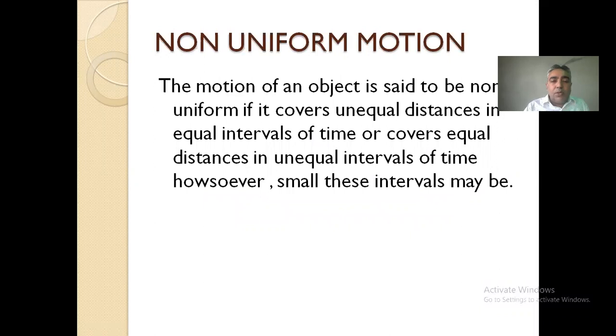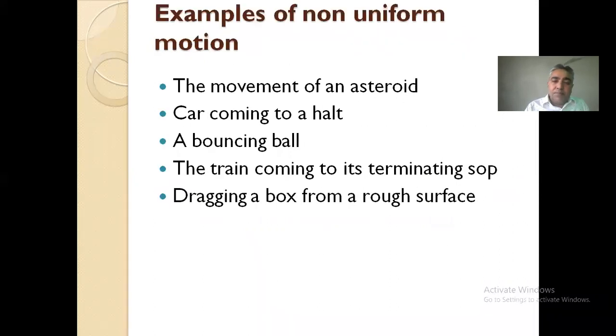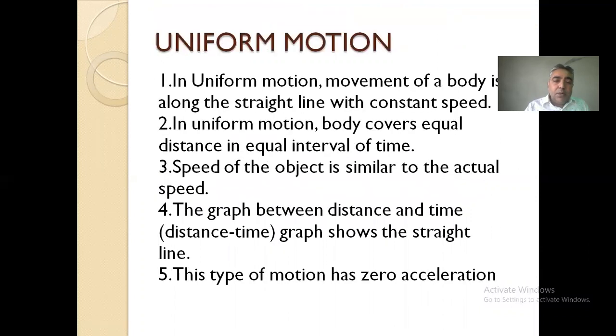Then non-uniform motion. The motion of an object is said to be non-uniform if it covers unequal distance in equal intervals of time, or covers equal distance in unequal intervals of time, however small these intervals may be. Examples of non-uniform motion are the movement of an asteroid, a car coming to a halt, a bouncing ball, a train coming to its terminating stop, or dragging a box across a rough surface. All these are examples of non-uniform motion.